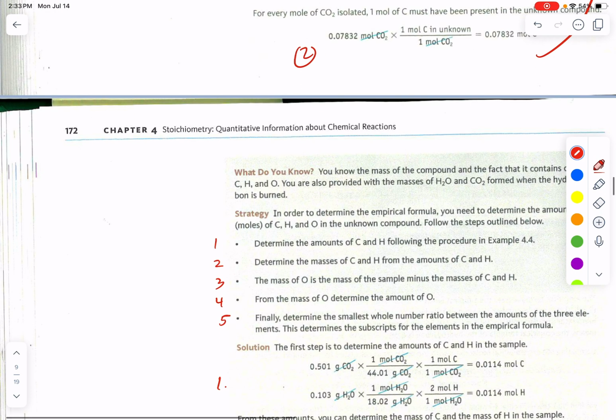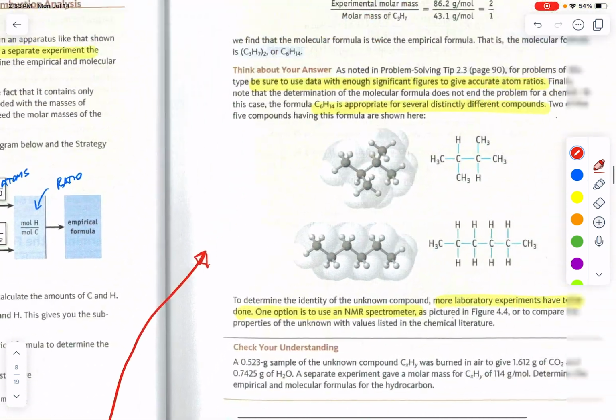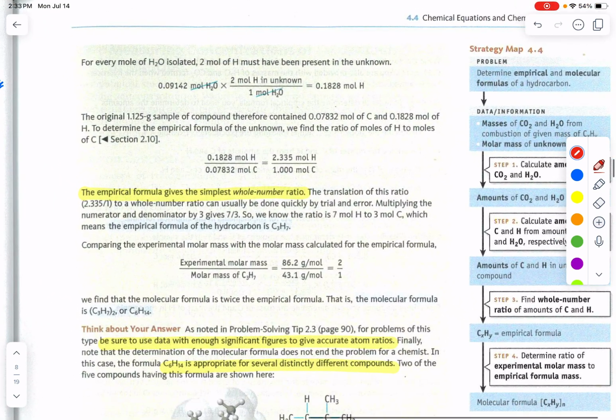There we go. And so this is step 2 right there. And step 2 for hydrogen. There it is. Here's step 2 for hydrogen. And there's the 2 because it's H2O. That subscript becomes the 2. And we get these moles of hydrogen.